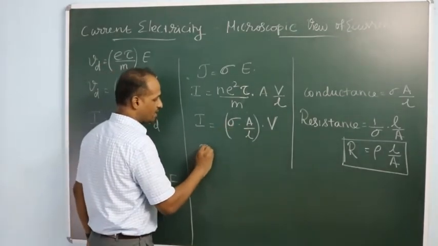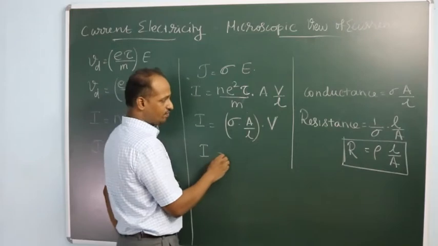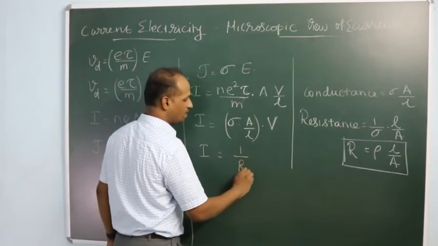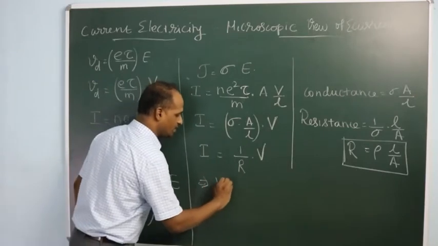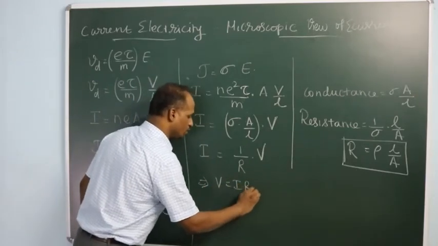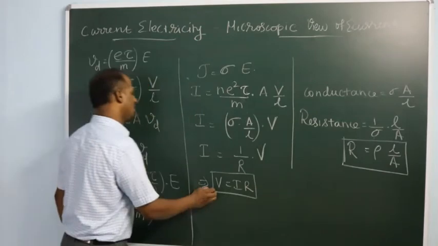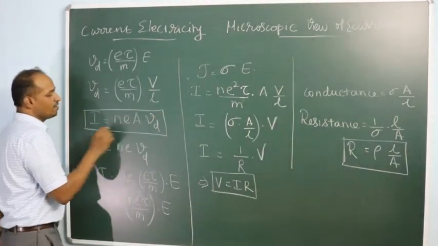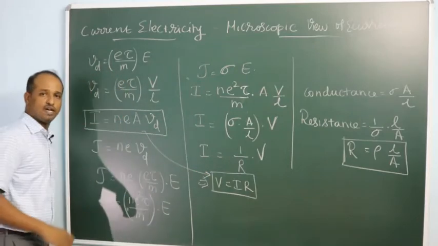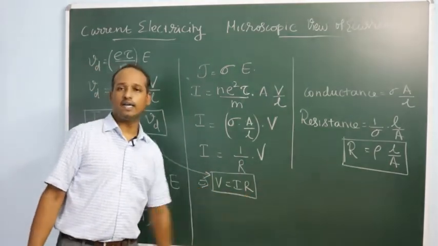So I can be written as 1 by R into V, which implies that V is equal to IR. So the natural consequence of writing current I is equal to N e A v_d, we are naturally coming to Ohm's law. V is equal to IR.